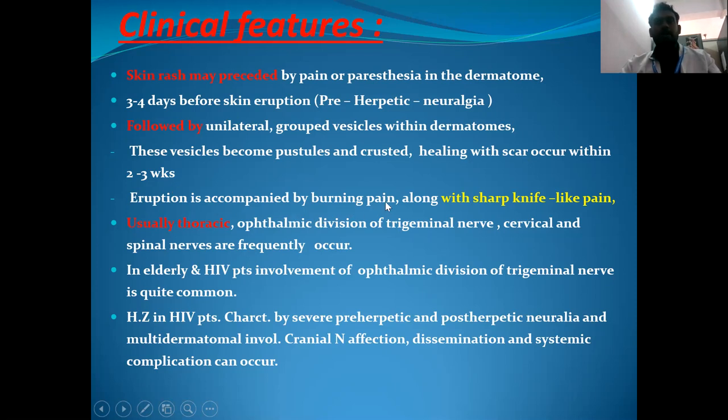Eruption is accompanied by burning pain along with sharp knife-like pain. The most common areas affected are the thoracic region and the ophthalmic division of the trigeminal nerve, and the cervical and lumbar spinal nerves. In elderly and HIV patients, involvement of the ophthalmic division of the trigeminal nerve is quite common. Herpes zoster in HIV patients is characterized by severe pre-herpetic and post-herpetic neuralgia, multi-dermatomal involvement, cranial nerve affection, dissemination, and systemic complications can occur.